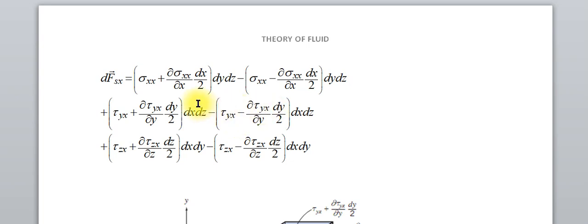So we have 6 surfaces. This is the positive x surface, this is the negative x surface. This is the positive y surface, this is the negative y surface. Now similarly, this is the positive x surface. And look at the stresses in the x direction.